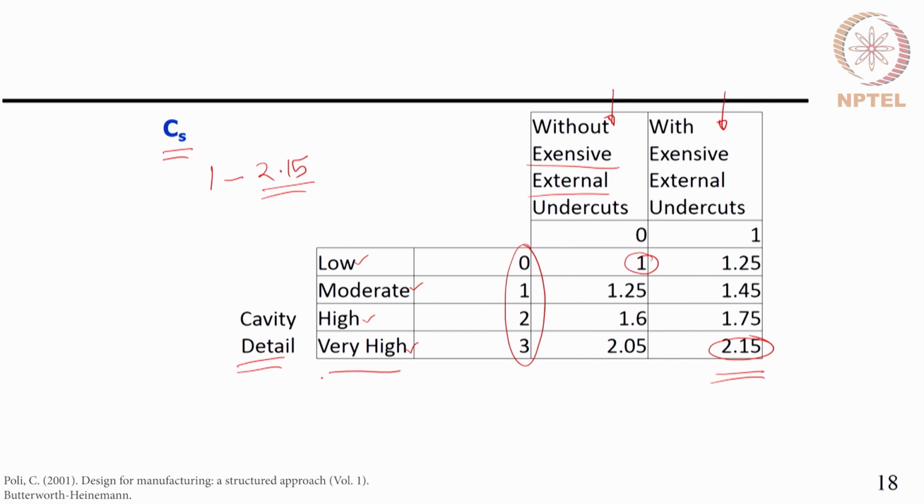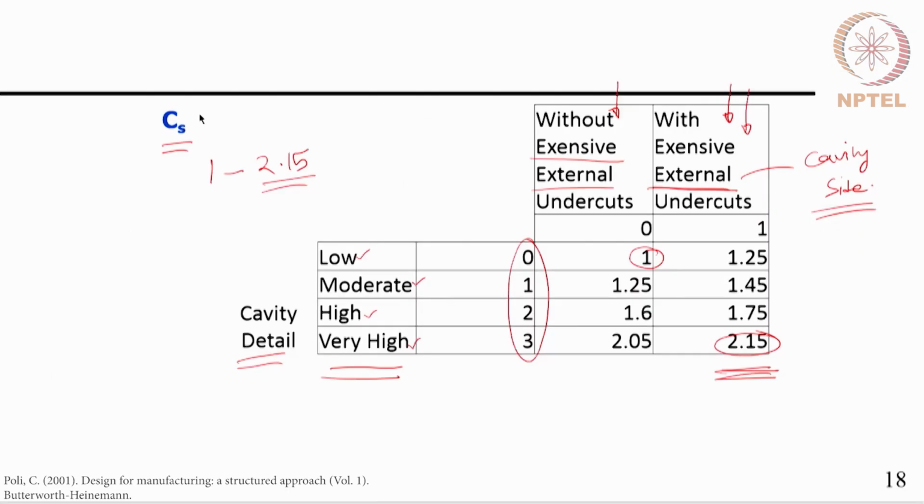So, if the cavity details are very high and we have very extensive external undercuts, because external undercuts are machined also on the cavity side only, the manufacturability of the cavity plate goes up tremendously, thereby increasing the cost of manufacturing. So, the second element of the costing, that is the CS, is computed based on the cavity details and the presence or absence of the external undercuts.